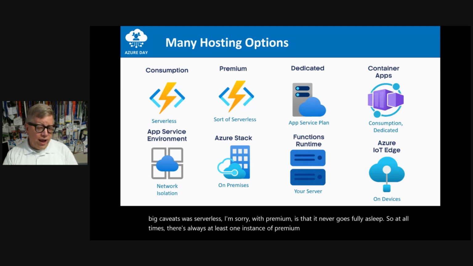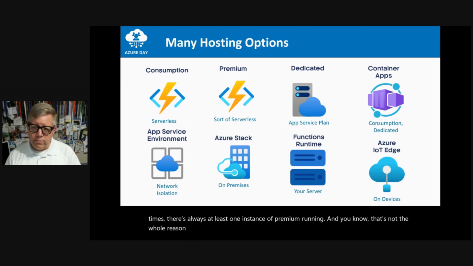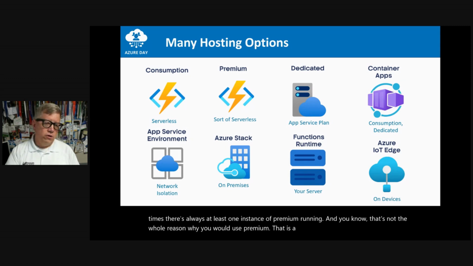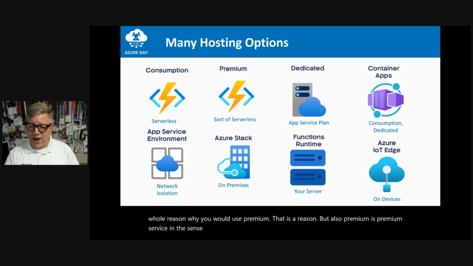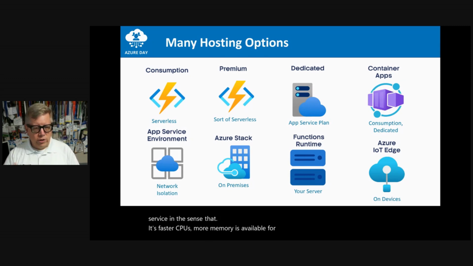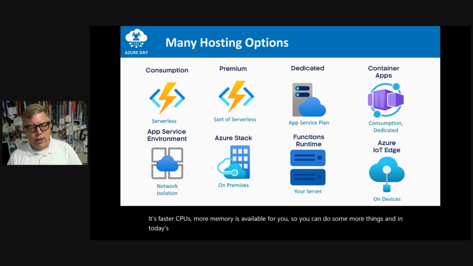And that's not the whole reason why you would use premium. That is a reason, but also premium is a premium service in the sense that it's faster CPUs, more memory is available for you, so you can do some more things. And in today's world, and I'm about to talk about this in a moment, but things like if I need virtual networking, right?